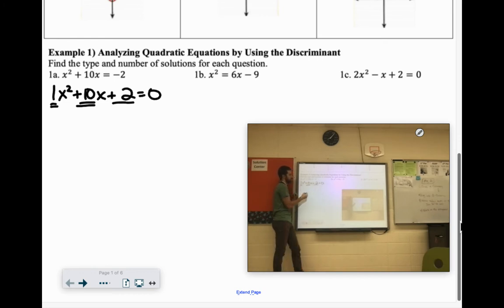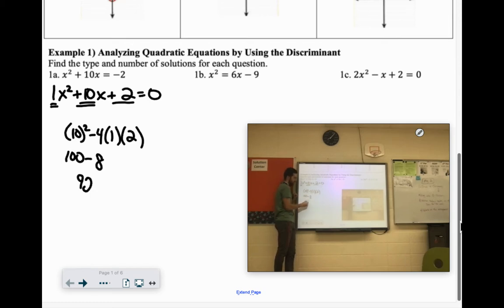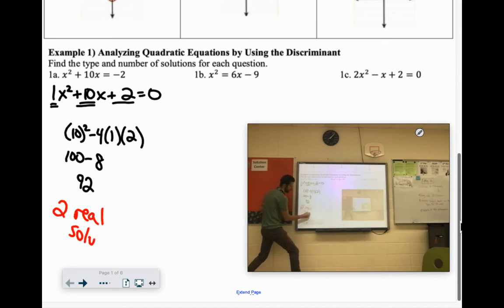So if we did the b squared, 10 squared minus 4ac, 10 squared is 100. 4 times 1 times 2 is 8. So this comes out to 92. That's greater than 0. So if it said type and number of solutions, we'd say 2 real solutions.